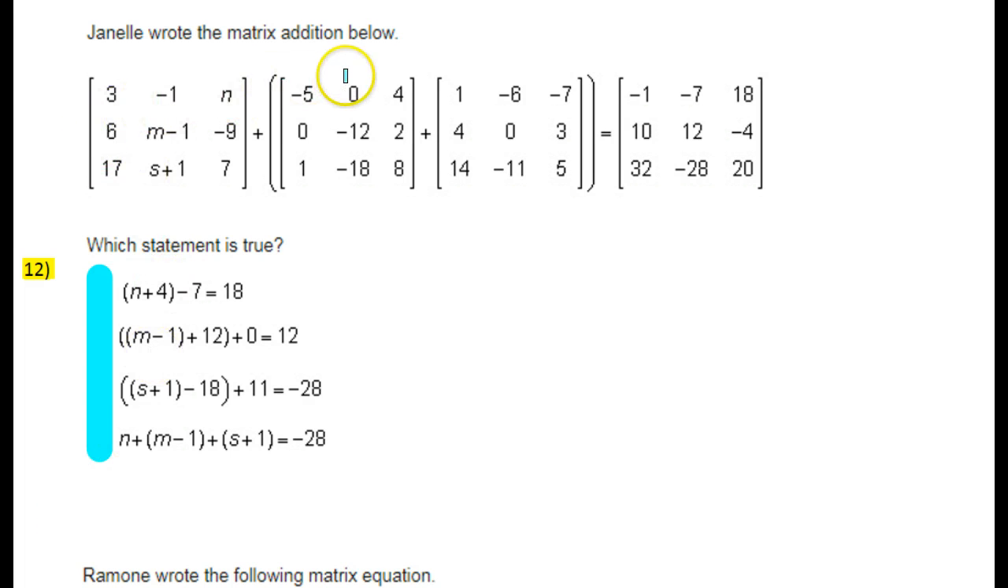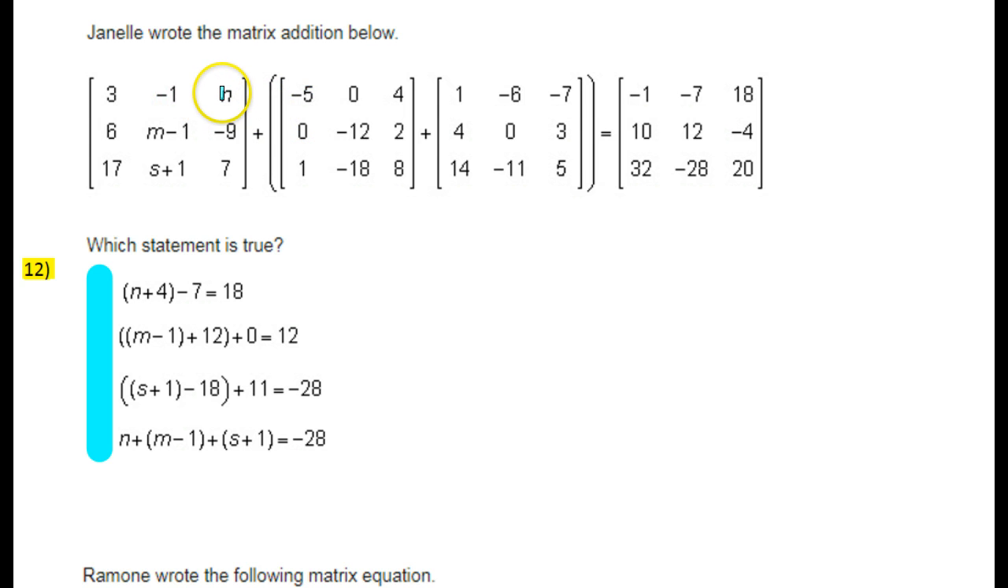Janelle wrote the matrix equation below. Which statement is true? Well, I see some variables scattered throughout here. So let's follow the variables.